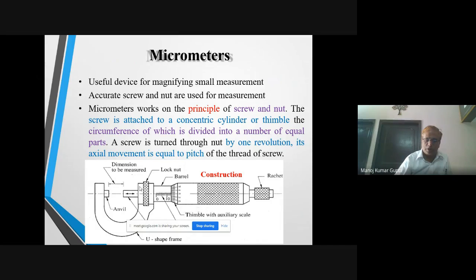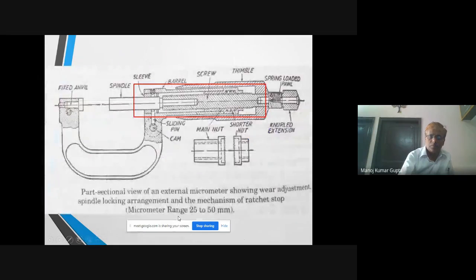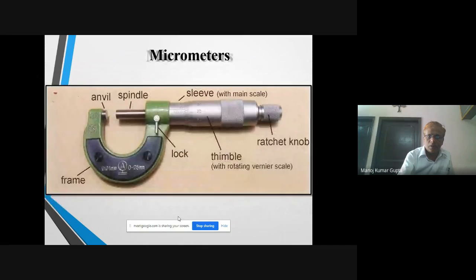This is the lock nut. This is the barrel, and this is the thimble, and this is the main scale. This is the thimble with the auxiliary scale, and this is the auxiliary scale, and this is the main scale. This is the construction of a micrometer. This is the picture of a micrometer.